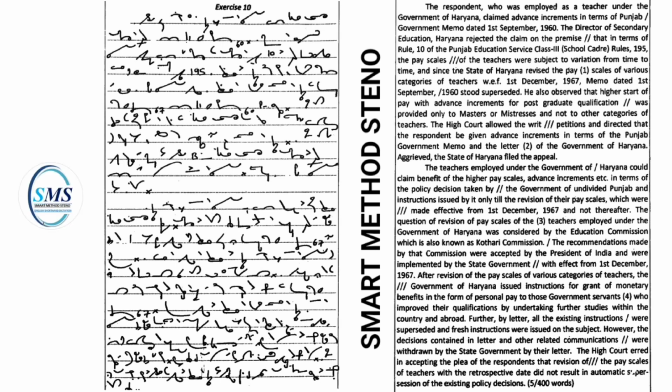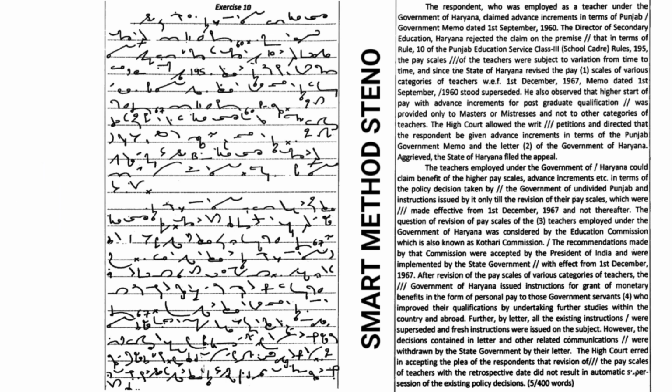The teachers employed under the government of Haryana could claim benefit of the higher pay scales, advance increments etc. in terms of the policy decision taken by the government of undivided Punjab and instructions issued by it only till the revision of their pay scales, which were made effective from 1st December 1967 and not thereafter.